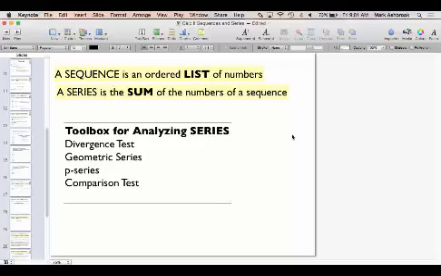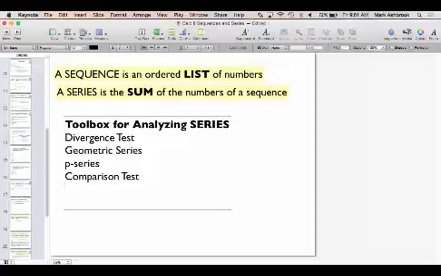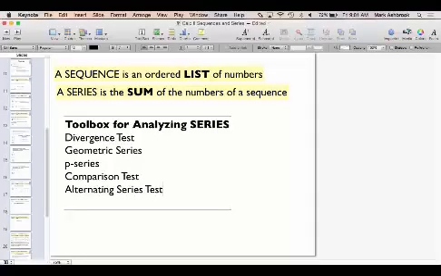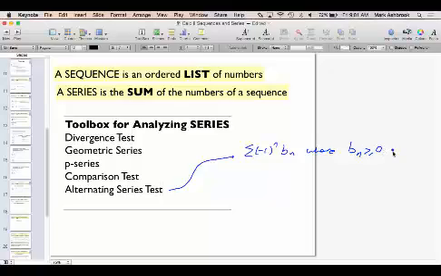So we got 2 more tools in the toolbox. And the first one is the alternating series test. Let's just review that real quick. The alternating series test says an alternating series looks like this, where... this is an alternating series.